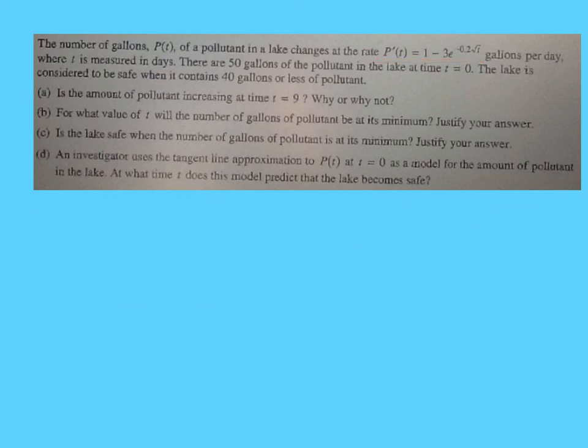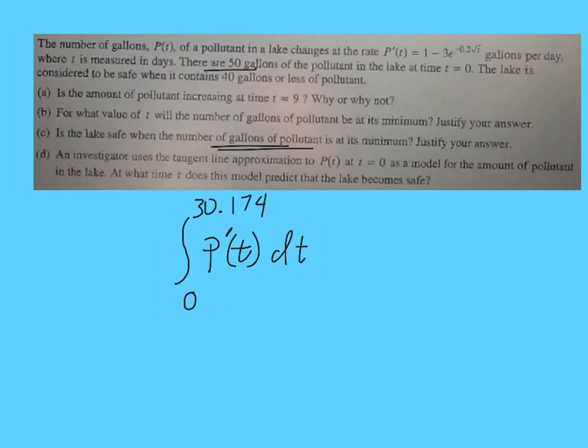Alright, part C. Is the lake safe when the number of gallons of pollutant is at its minimum? Justify our answer. So at this time, are we safe? Now we got to figure out the total amount of pollutant in the lake at this time. So the total is the sum of everything that has been happening. So the sum of P prime T dt. Now we're doing that from 0 to this time at a minimum, 30.174. Now we also have to remember we started at 50. So we started at 50 and then we're going to add all of this.